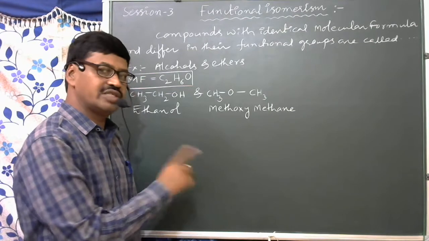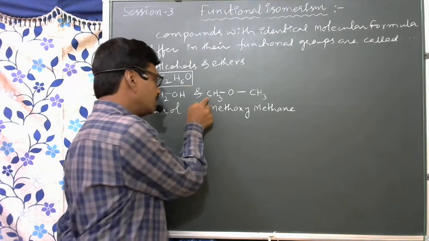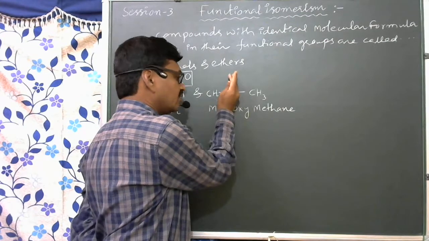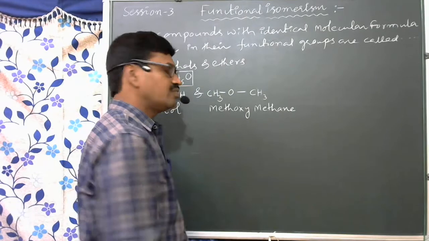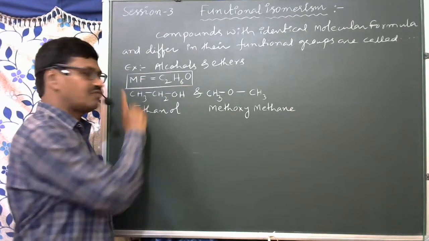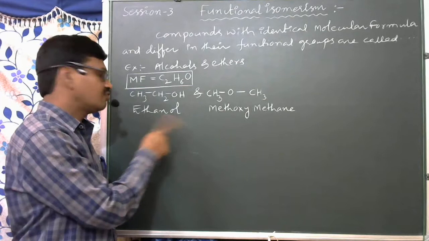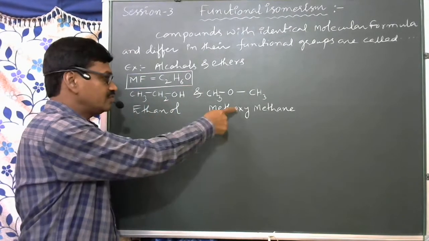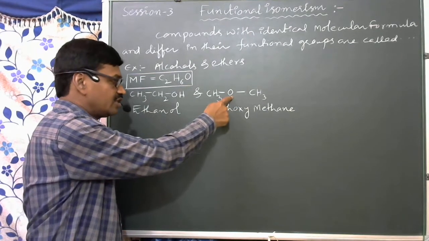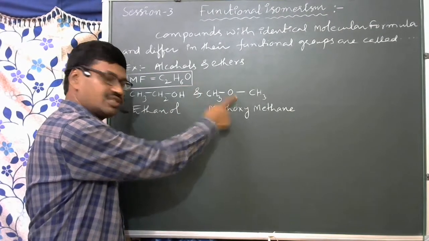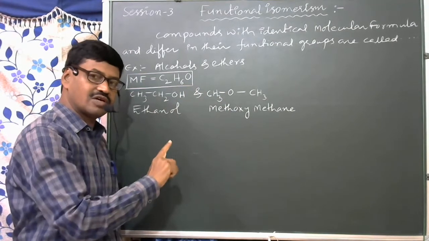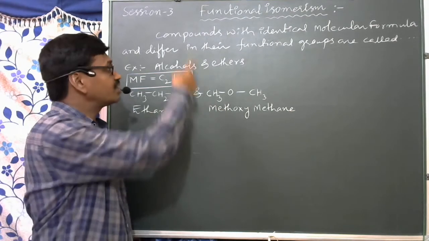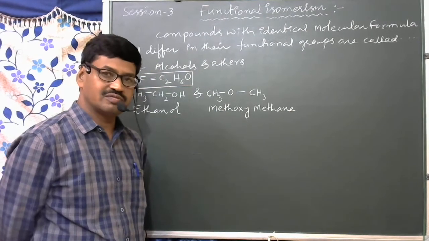IUPAC name is methoxymethane. One side, methyl group is there. This methyl along with oxygen, we can say methoxy. And this is one carbon containing alkane, that is methane. So for both the molecular formula is same, but there are different functional groups. Because of OH functional group, its properties are different from this one. Because of ether functional group, properties of this compound are different from this. So compounds with same molecular formula and differ in their properties due to two different functional groups is nothing but functional isomerism. This is one example.